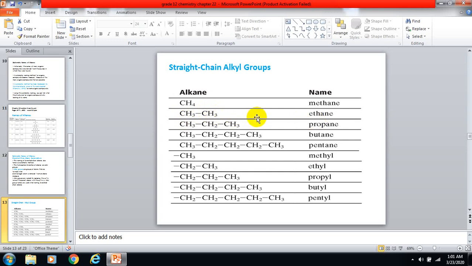Like ethane, we studied that there will be 2 carbon atoms and 6 hydrogen atoms attached to it. Then the propane, look at CH3, single bond CH2, single bond CH3. How many carbons are there? 3. We call them propane. And how many hydrogen atoms are here? 8.